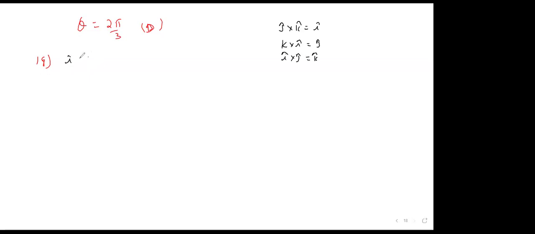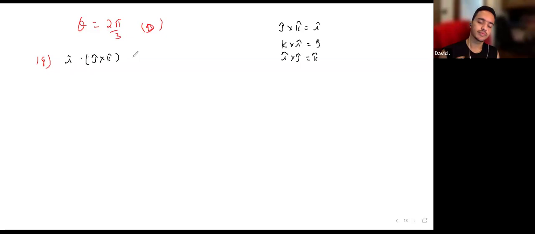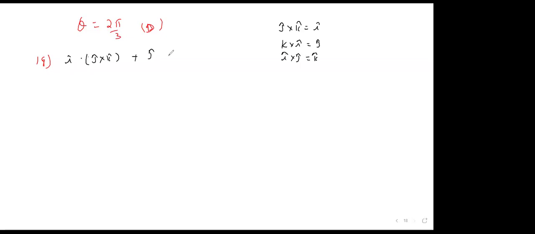So I dot J cross K, plus J dot I cross K, and plus K dot I cross J. We just need to use the value: I dot J cross K is I dot J dot I cross K.